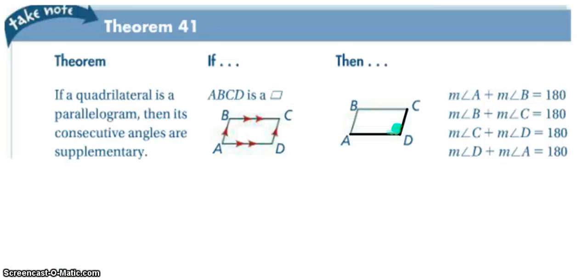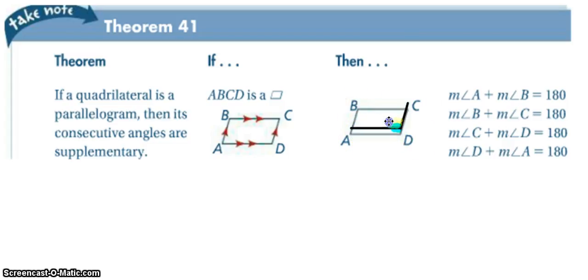So now we talk about Theorem 41, which is why we care about consecutive angles. So what we see is that consecutive angles are always going to be supplementary. Now why that is: because in a parallelogram, we know that BC and AD are parallel.